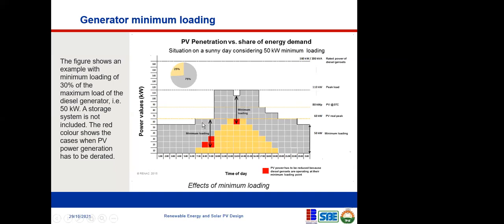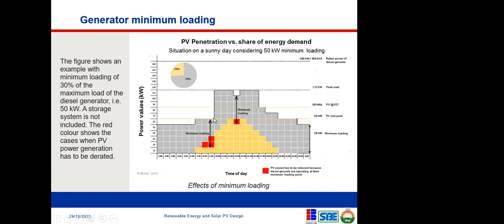So if you count the boxes here, you have 1, 2, 3, 4, 5. So it keeps maintaining the 50. And whatever additional generation that is coming from your solar system, your inverter will keep rejecting it. Even at 9 a.m., your solar has generated more, but your inverter rejects it just so that your generator will keep running at 50 kilowatt minimum load.